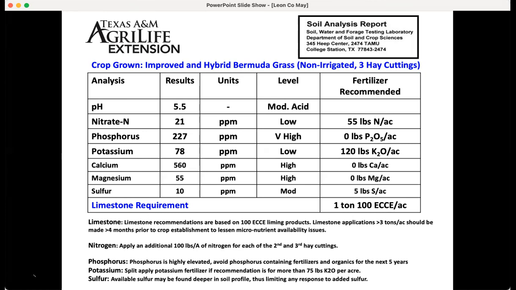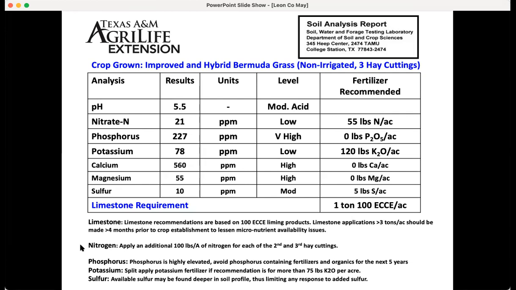So 21 parts per million of nitrate nitrogen, that's nitrogen that's readily available for plant utilization. So if you convert that to pounds per acre, it's 42 pounds per acre. Now, to produce a ton of Bermuda grass, you need 50 pounds of nitrogen per acre. So obviously that's not enough to produce 1 ton, much less to support 3 cuttings.